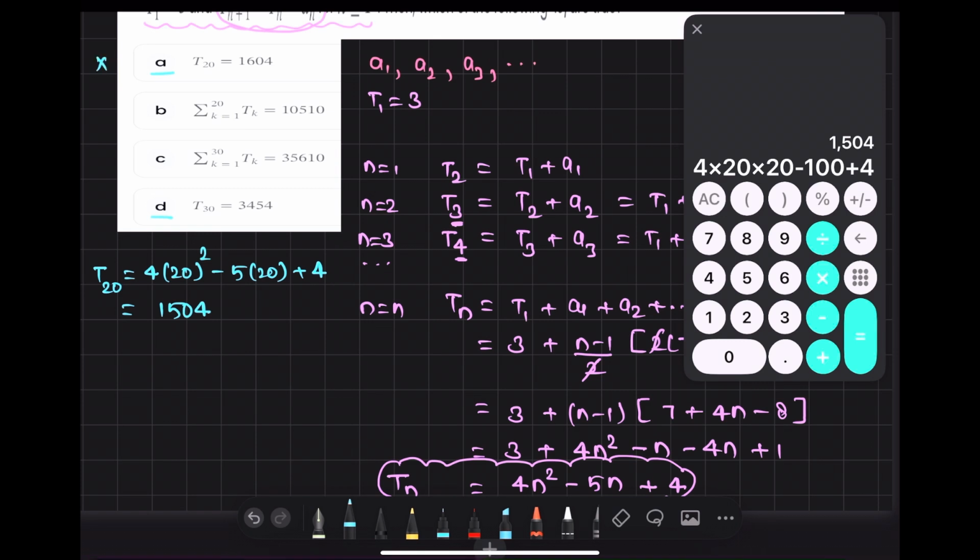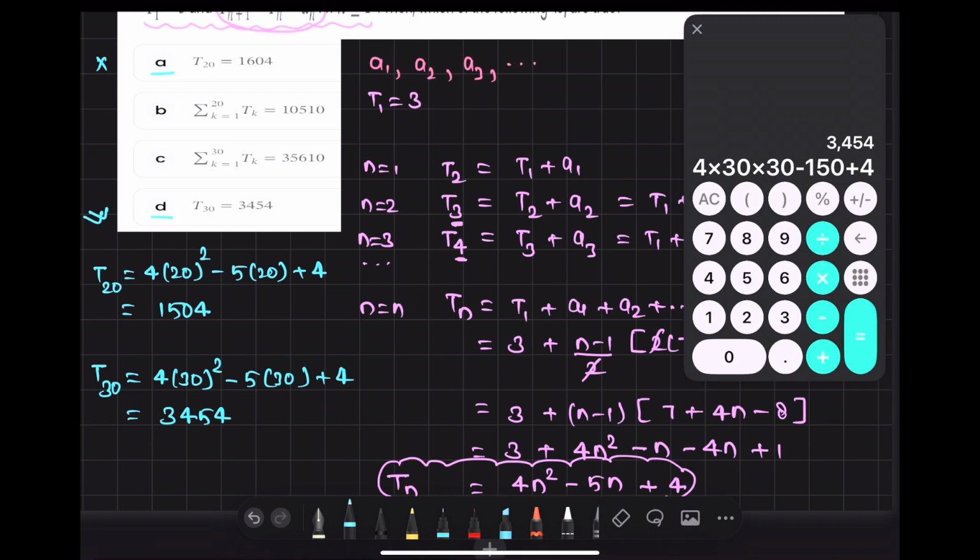Now we will go with option D. I have to focus on T30. So 4 times 30 square minus 5 times 30 plus 4. Now again use the same idea. So we have 4 times 900, minus 150 plus 4. Wait, I made a mistake. Yes, so we got 3454. And yes, it is in the option, so option D is correct.